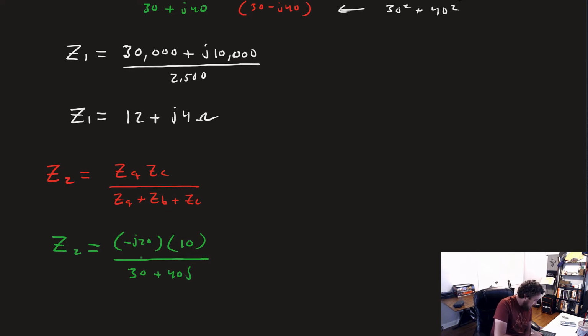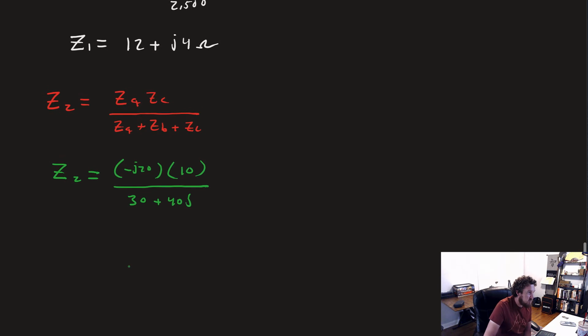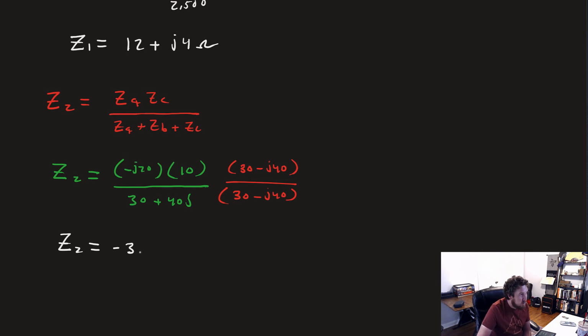And I'll go ahead and leave the arithmetic because I'm going to keep the video relatively short, but if we solve this out, remember the first thing you've got to do is multiply by the complex conjugate, 30 minus J40. And if you do that and work it out, you're going to get that Z sub 2 is equal to minus 3.2 minus J2.4 ohms.